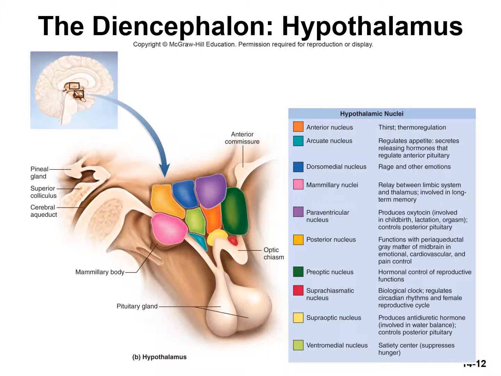So the hypothalamic nuclei are again color-coded like we saw with the thalamic nuclei. Anterior nucleus regulates thirst and thermoregulation. Arcuate nucleus regulates appetite, secretes releasing hormones that regulate anterior pituitary, etc. So we have a number of different nuclei that have their own specific functions. So basically this is showing this little section here with the connection to the pituitary gland. So this is anterior and posterior pituitary gland down here.